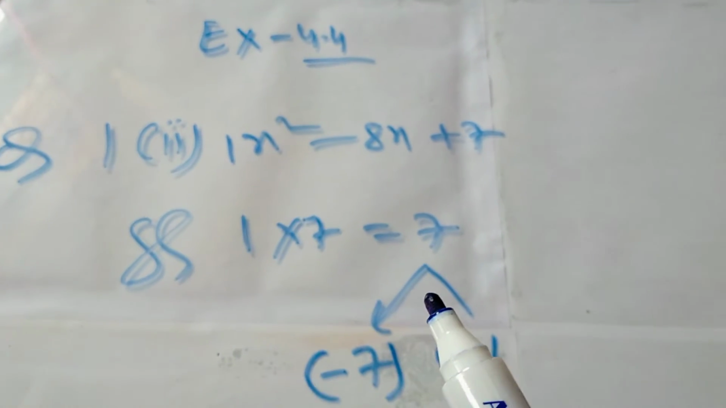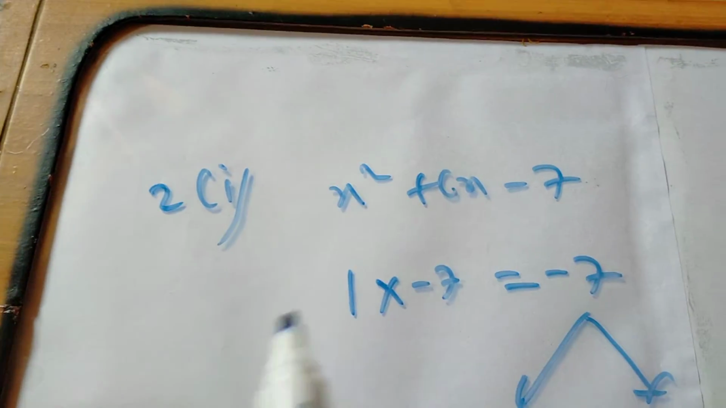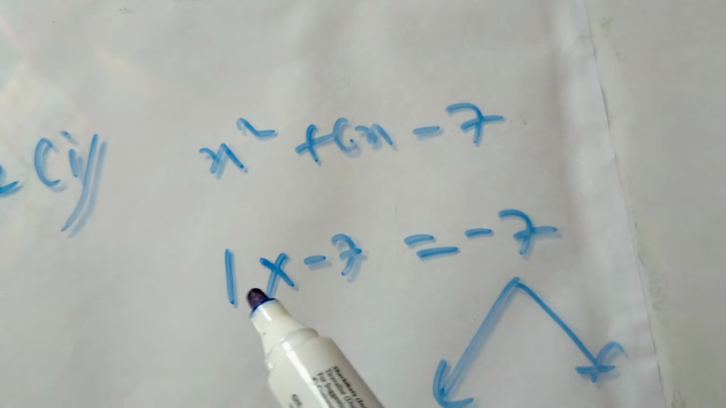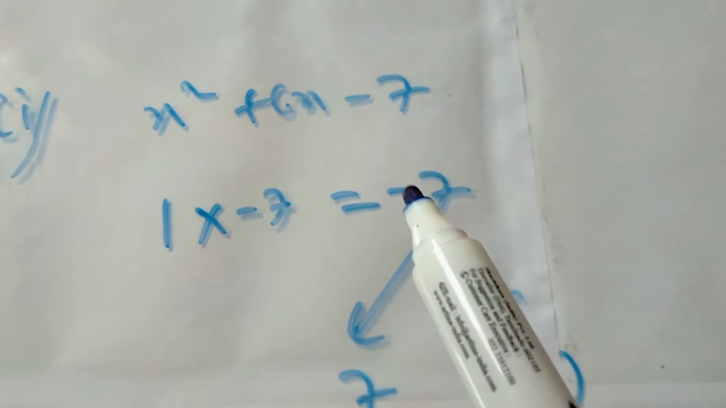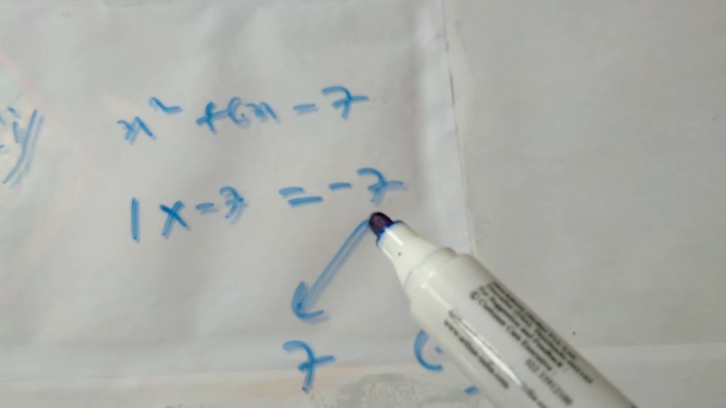So look at once more. This is the question number 1, second part. Now look at another question. The question is x square plus 6x minus 7. Here I have taken 1 and minus 7. So it is 1 into minus 7. It is giving minus 7. So minus 7 we have to write like this in a product. So it will give the result minus 7.